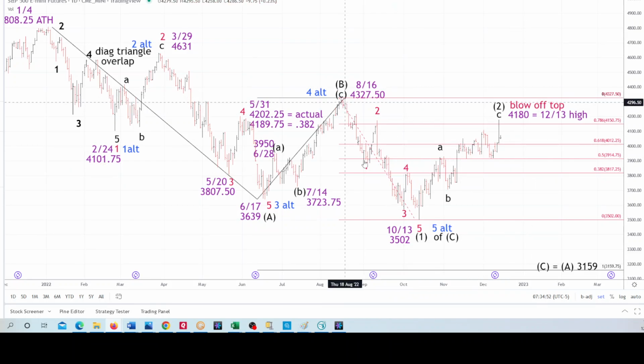But on the larger scale, this 1 of C down here, 2 of C up, I'm calling it a blow-off top. Look at that candle, if you will. I know that's a bar, but they spent most of the day giving up the gains made at the open, almost all of them. This is where C equals A at 3159.